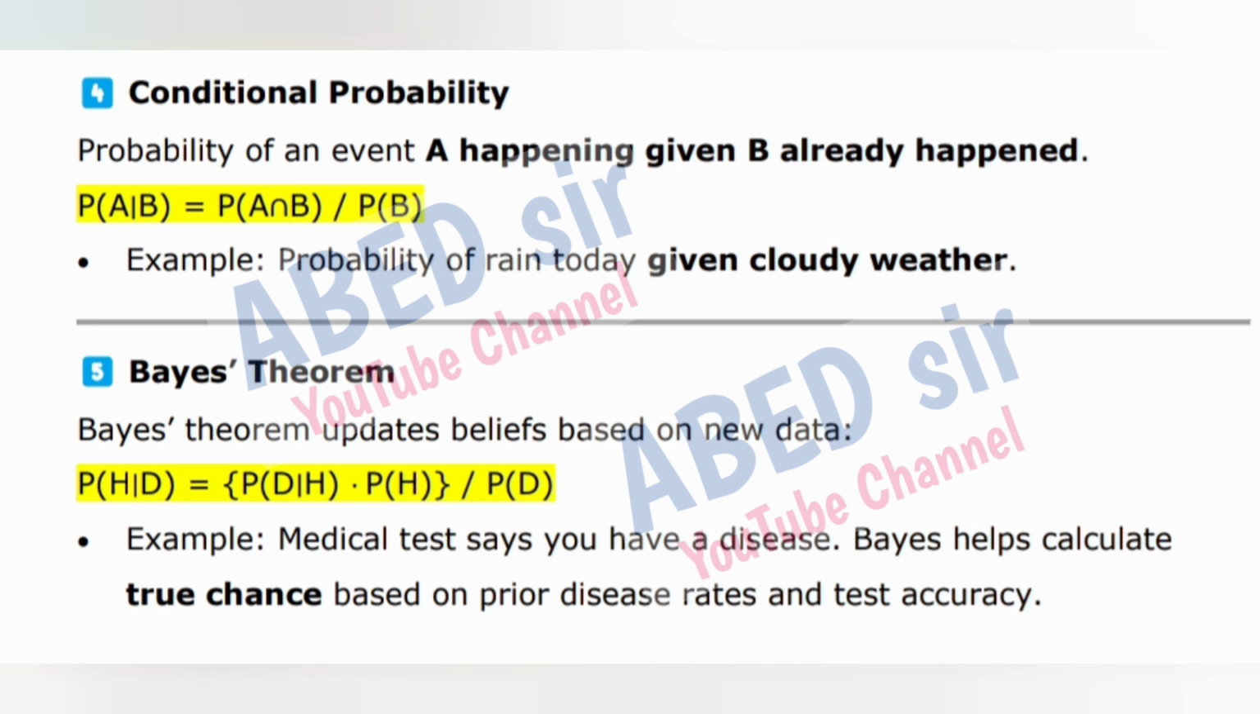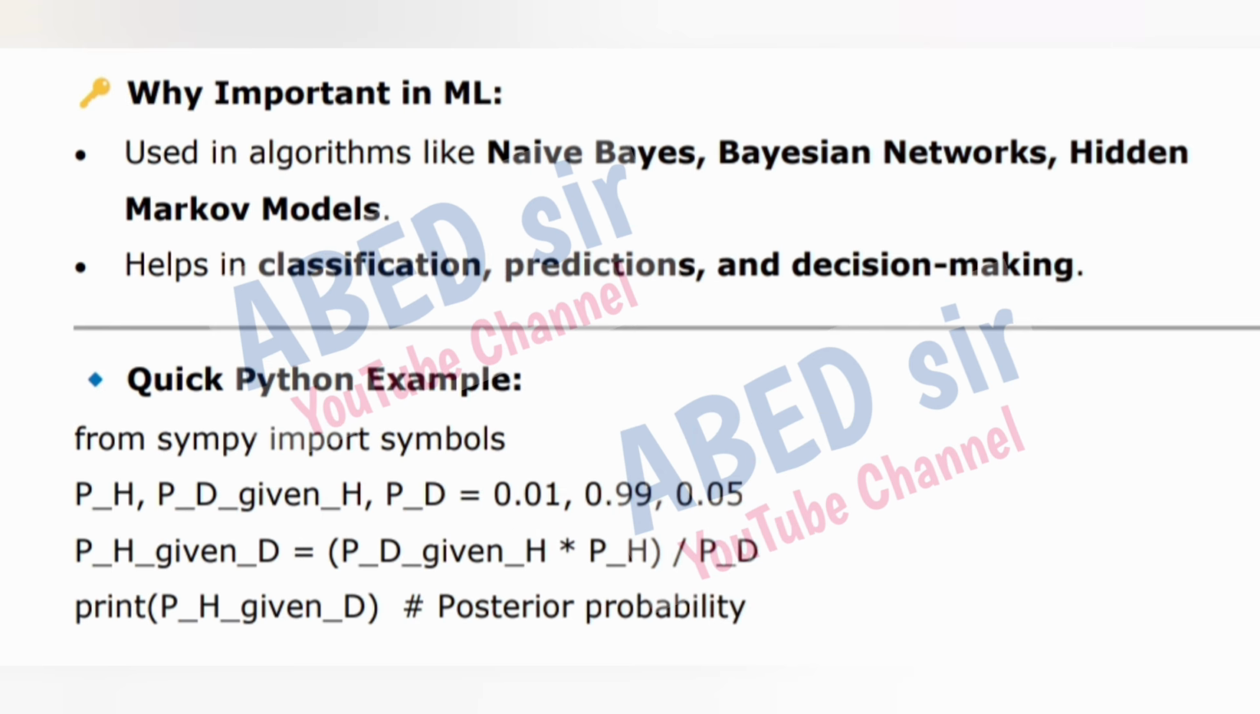Example, a medical test says you have a disease. Bayes helps calculate the true chance based on prior disease rates and test accuracy. Why important in ML? Used in algorithms like naive Bayes, Bayesian networks, hidden Markov models. Helps in classification, predictions, and decision-making.